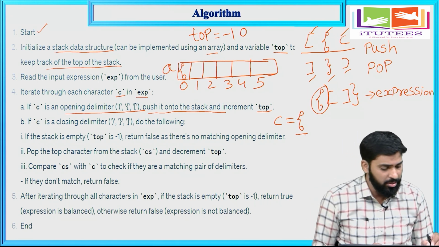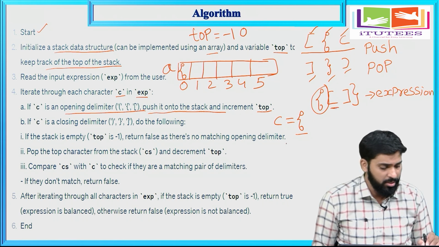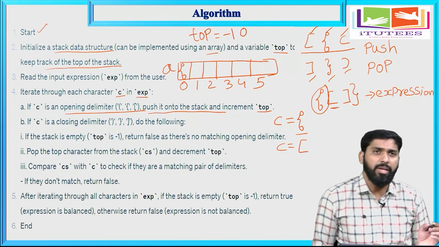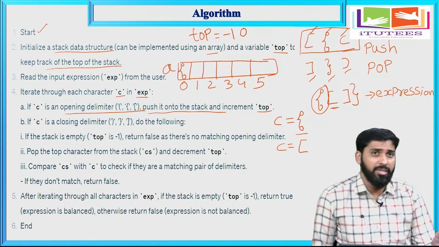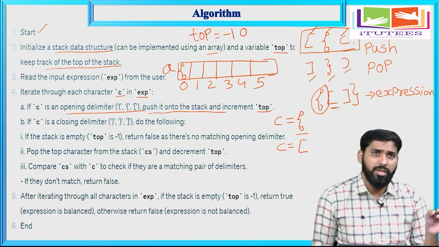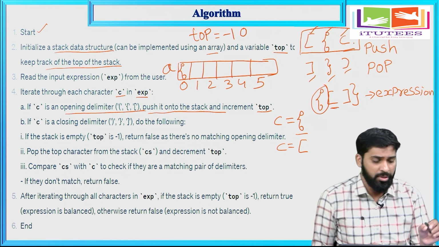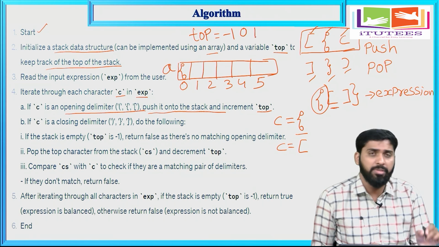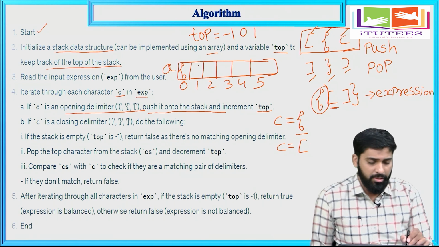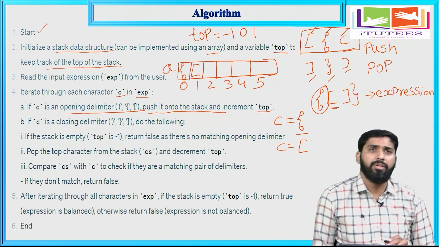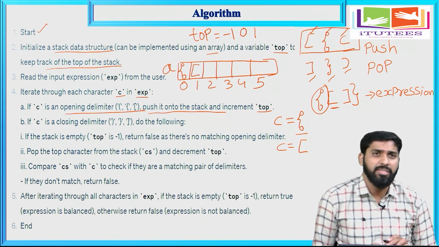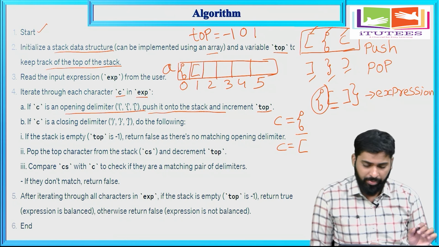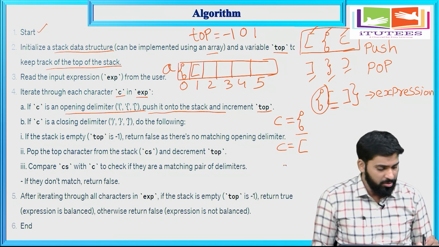First here, this is the bracket, we are going to push. So what is the next character? The next character, C equals square bracket open. Now again, this square bracket is in these three characters. So again you are going to push, increment the top value, so it becomes 1, and push the character into the stack. Okay. Next, now C equals closing flower bracket.